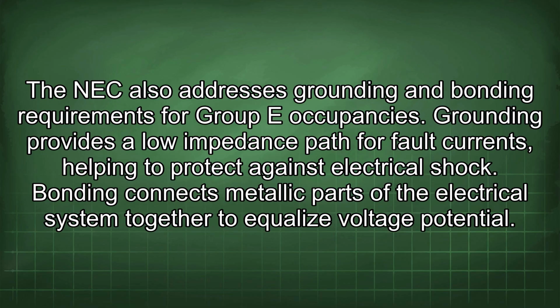The NEC also addresses grounding and bonding requirements for Group E occupancies. Grounding provides a low impedance path for fault currents, helping to protect against electrical shock. Bonding connects metallic parts of the electrical system together to equalize voltage potential.